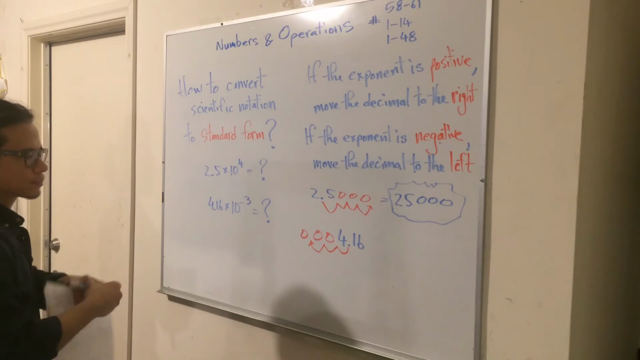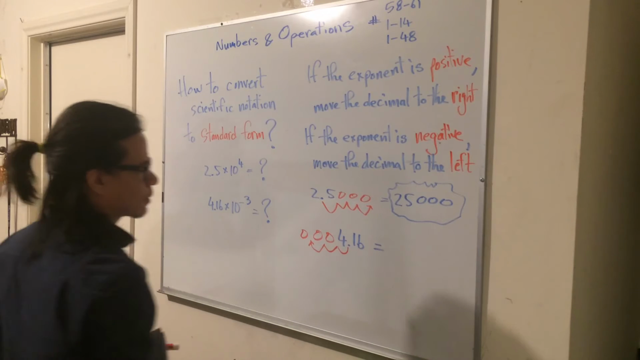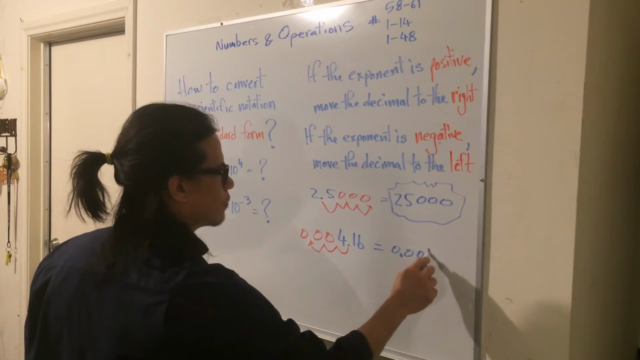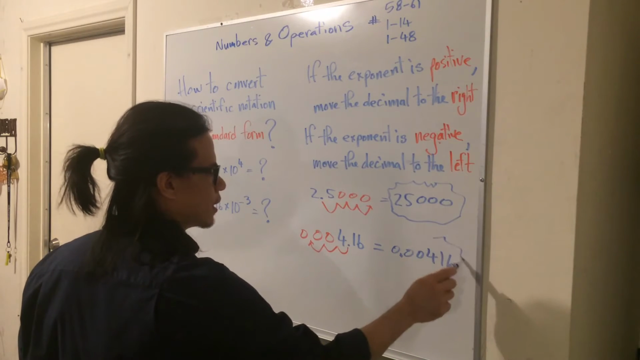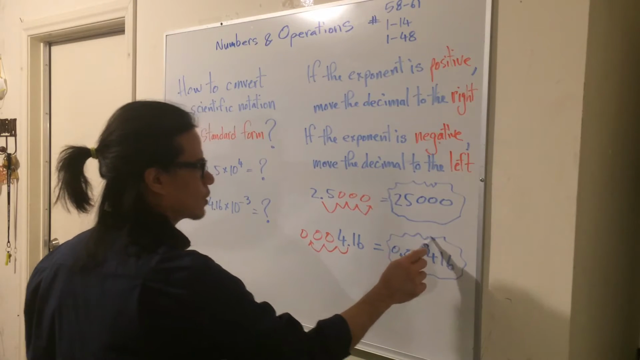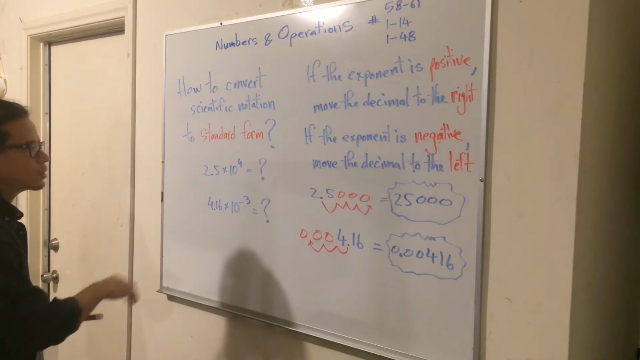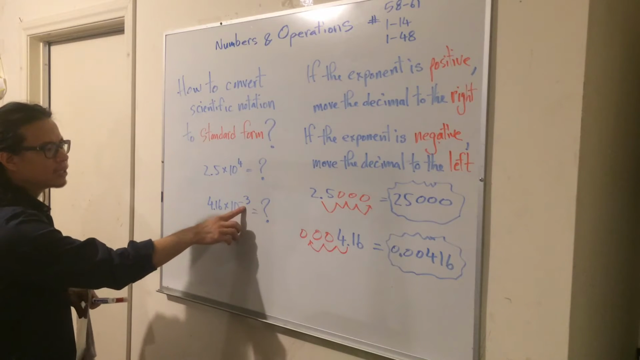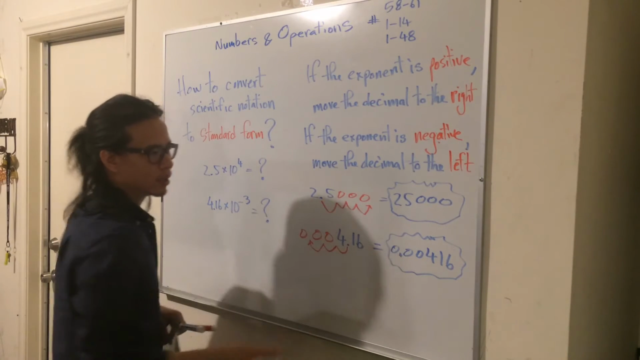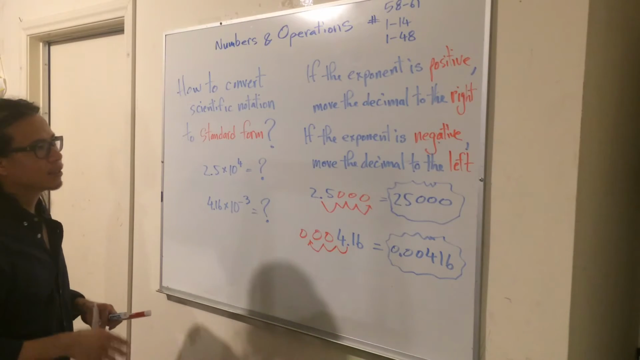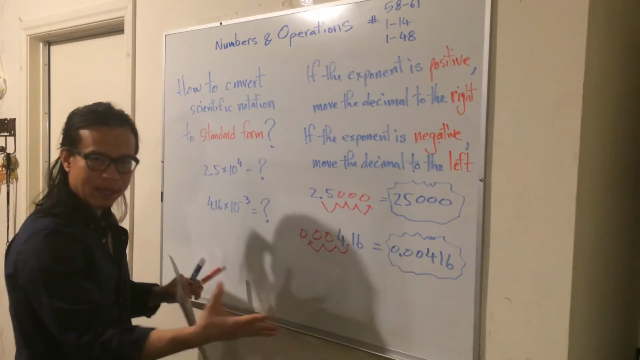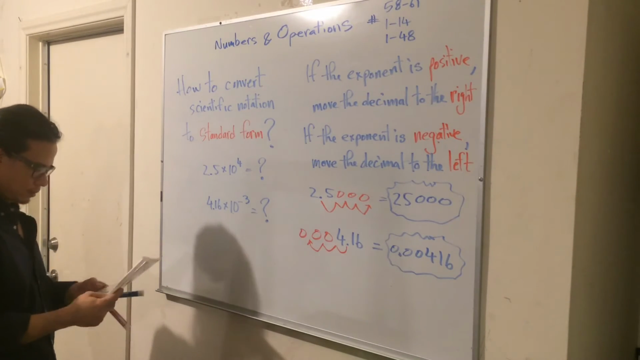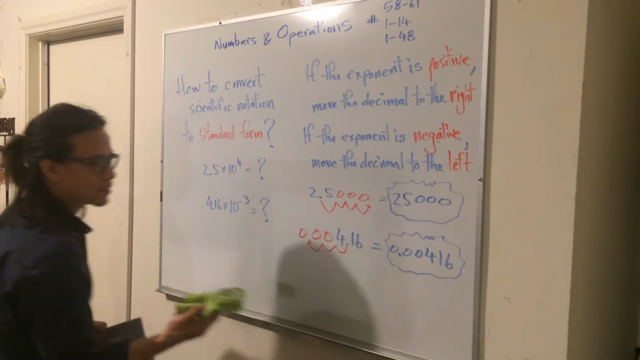Okay, so we're going to get 0.00416. That's our answer. Before moving on, notice that if you have a positive exponent, you end up with a big number. If you have a negative exponent, we end up with a small number. So this is another way we can check to make sure that we have the right answer, or that we're heading in the right direction. I love that. It's so much fun.